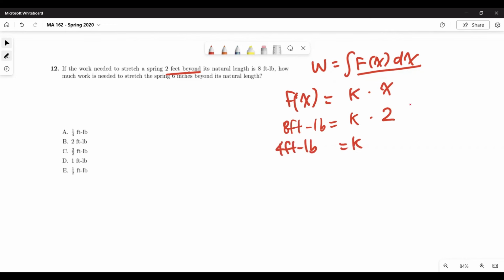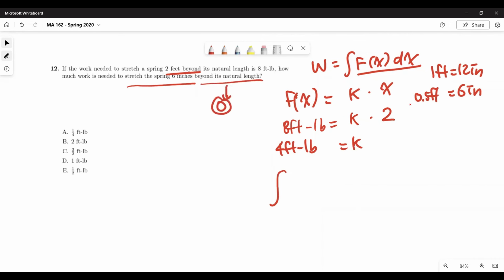Okay, and it says it's needed to stretch the spring 6 inches. One thing to note in this question is that 1 foot is 12 inches. And if it needs to stretch 6 inches, this means it's 0.5 feet. Oh wait, sorry. It's beyond its natural length. So the natural length is 0. Whenever you have a natural length, it's always starting at 0. So it's 0, and it's till 6 inches, which is equal to 0.5.